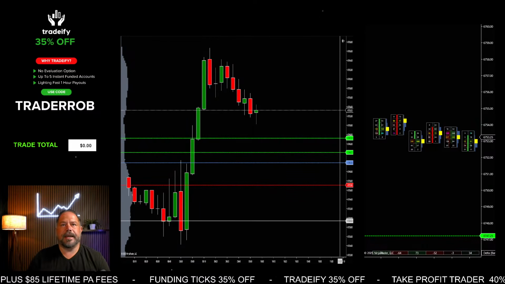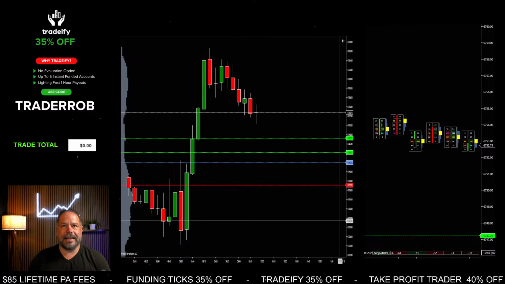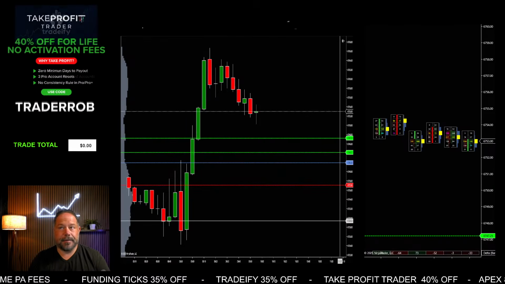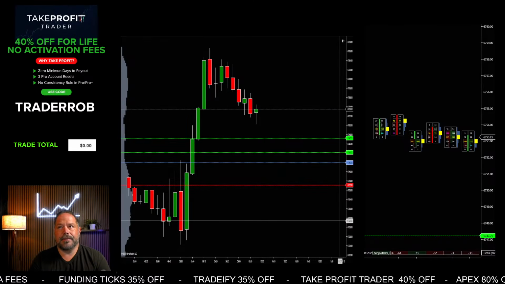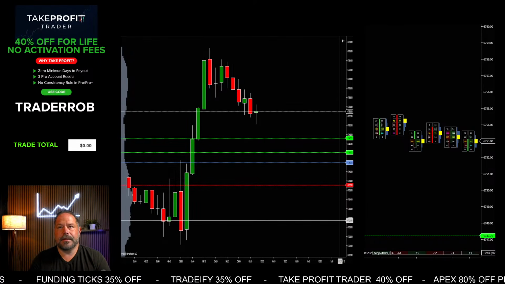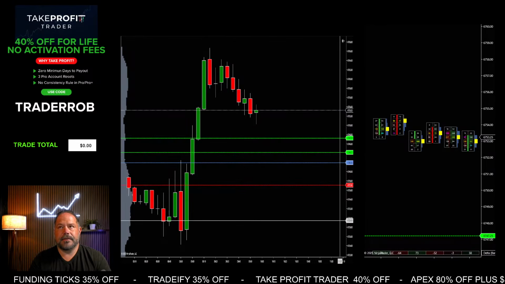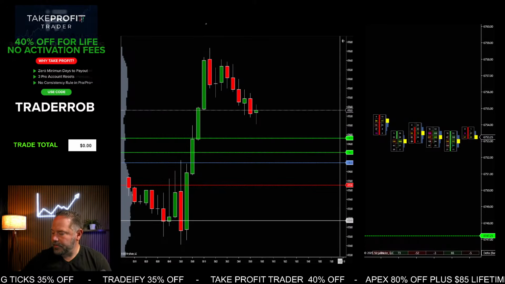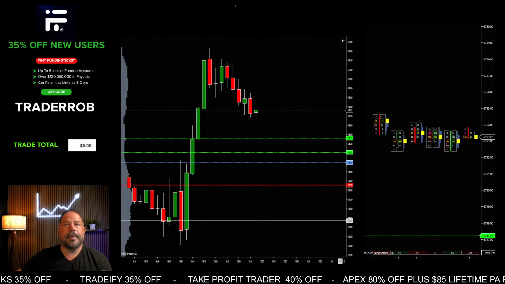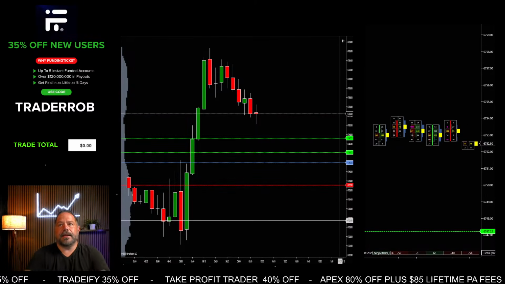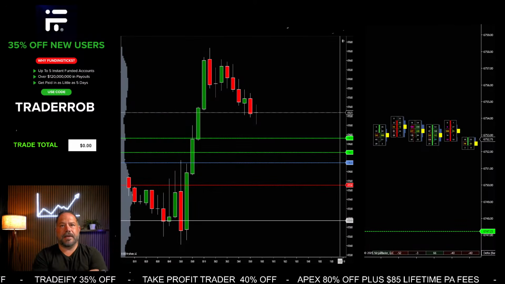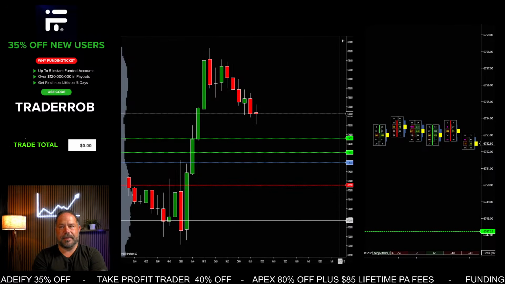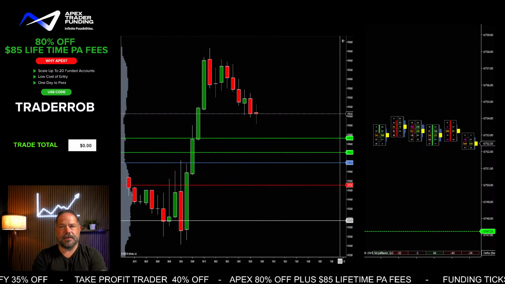So just to recap, we did take one trade on the NQ off of my initial balance short for break even. I was up about, it's kind of a dumb trade because I did not have my ATM set correctly.